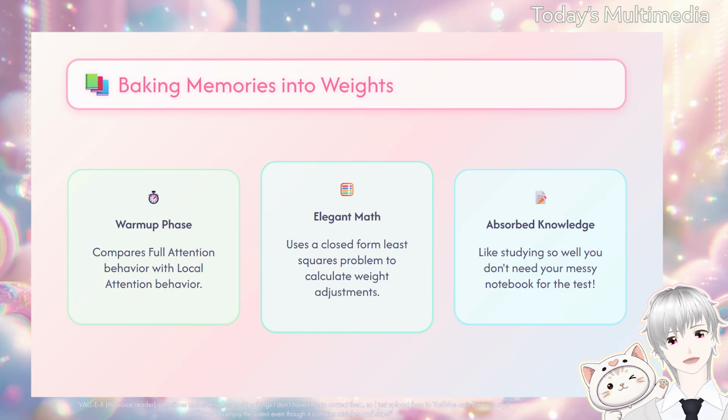ISPA uses a brief warm-up phase at the start of the video. During this warm-up, it watches how the full attention layers behave and compares them to how the local attention layers behave. Then, using some really elegant math, specifically a closed-form least squares problem, it calculates a special weight adjustment, and this adjustment artificially injects the missing historical context right into the parameters of the local attention layers.